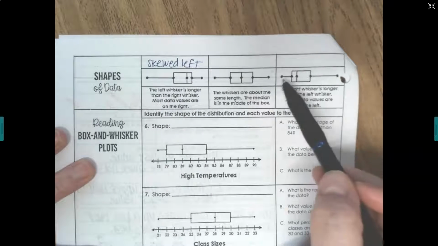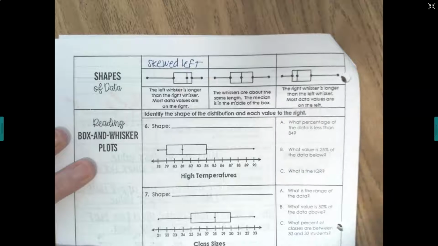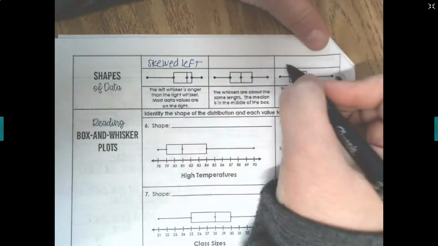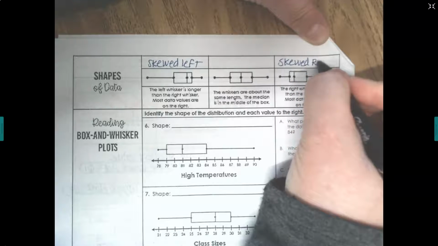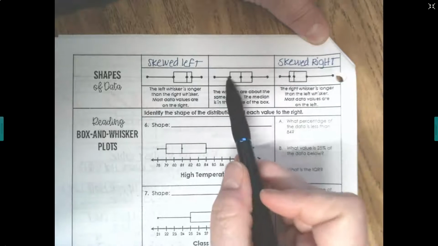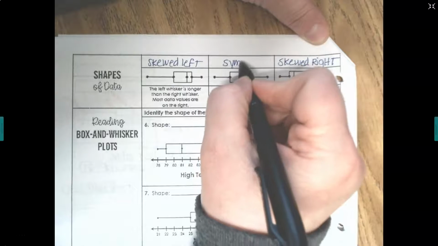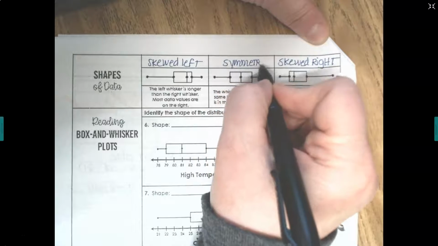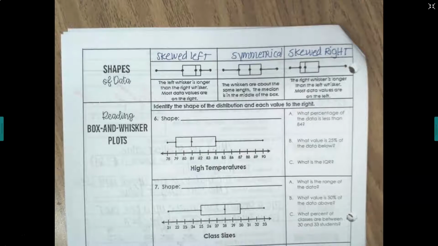Let's jump over to this one. I have a shorter whisker and then a longer one, or a longer tail on the right. So that's going to be skewed right. And then in the middle, the whiskers are the same, so we're going to call that symmetrical. So if there's a longer whisker, that's the side that we're going to call skewed. And if they're about the same, then we're going to call it symmetrical.